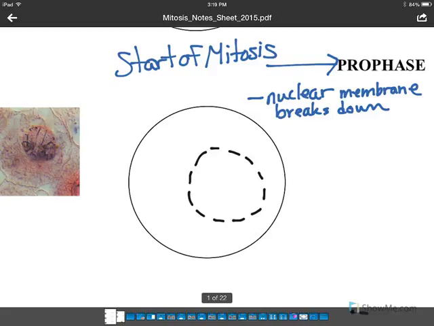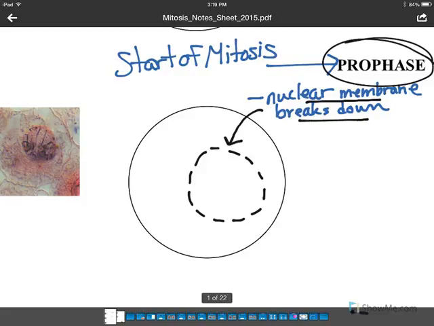So I'm starting to divide up my nucleus. The first phase of mitosis is called prophase. A lot of different things happen during prophase. If I'm going to rearrange my nucleus, it would make sense that my nuclear membrane is going to break down. That's why I'm representing them with dashed lines, showing that the nuclear membrane is breaking down.